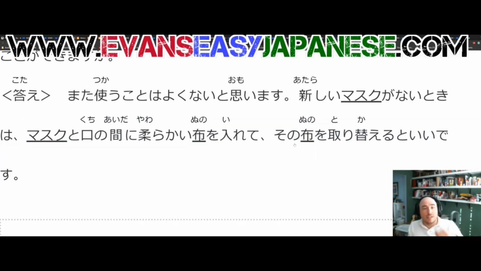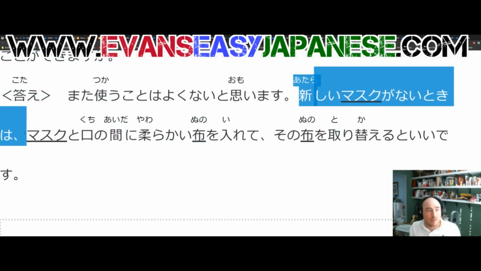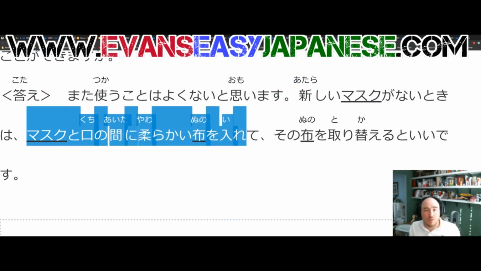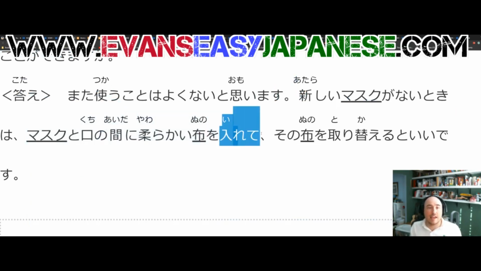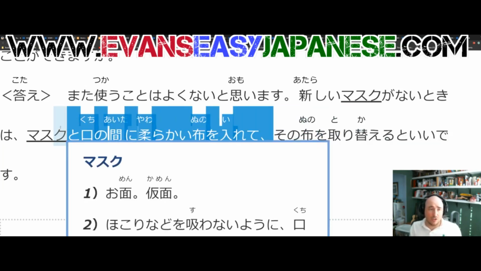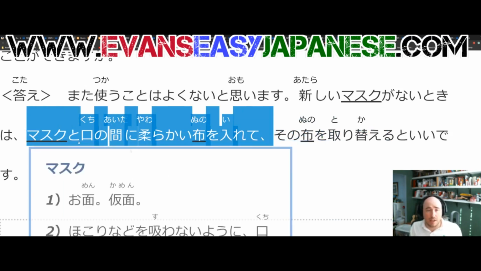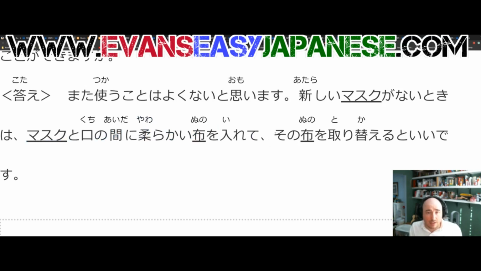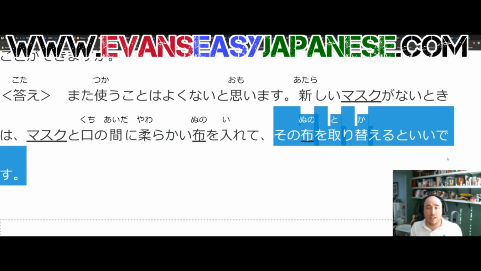So let's talk about this te form and how it's affecting the sentence. Again, in the event that you don't have a new mask, mask to kuchi no aida ni yawarakai nuno o irete. This te form is saying do this first and then do this. So having put a soft cloth in between your mouth and your mask, having done that, sono nuno o torikaeru to ii desu. It is good if you exchange them. She should say it like on the daily or whenever you need to, but she doesn't say that. You can exchange that cloth. You can replace that cloth. That'd be a good translation.